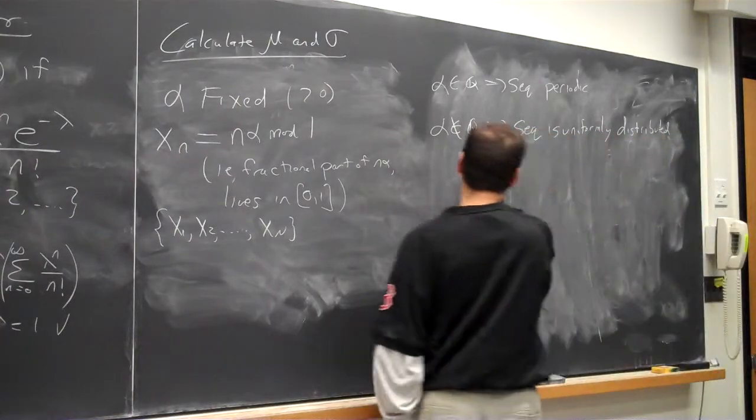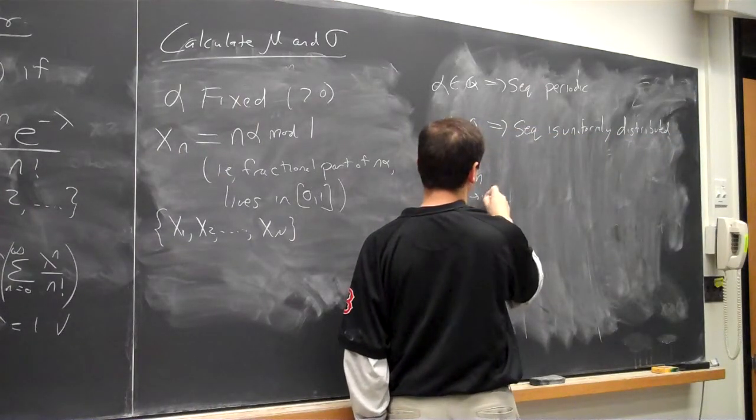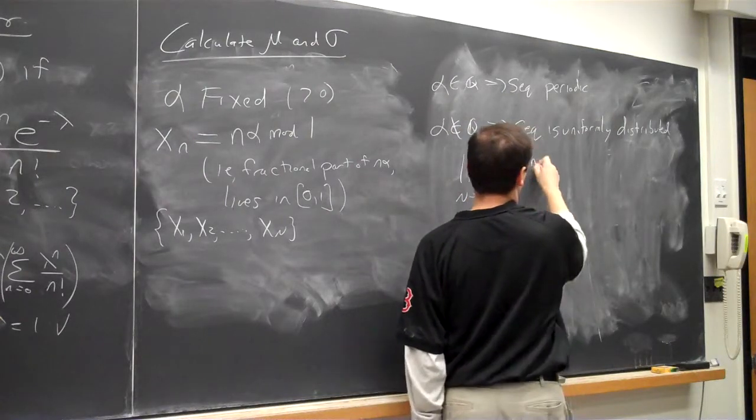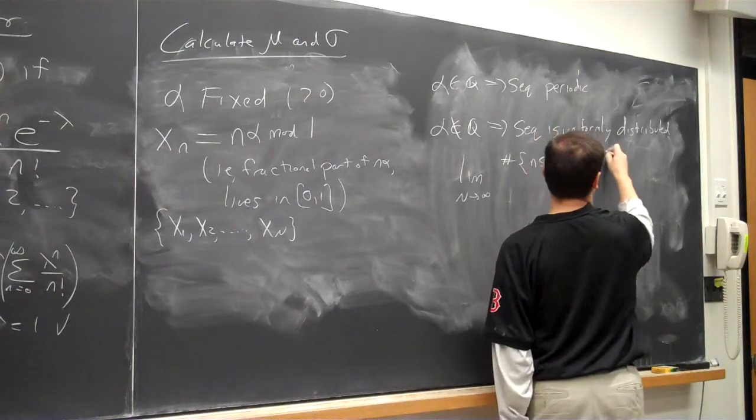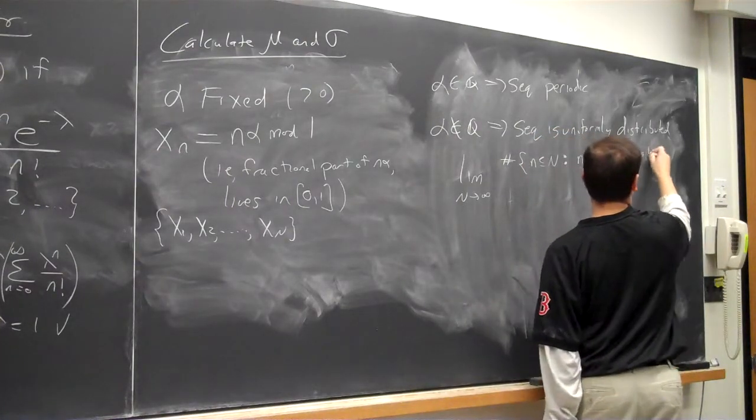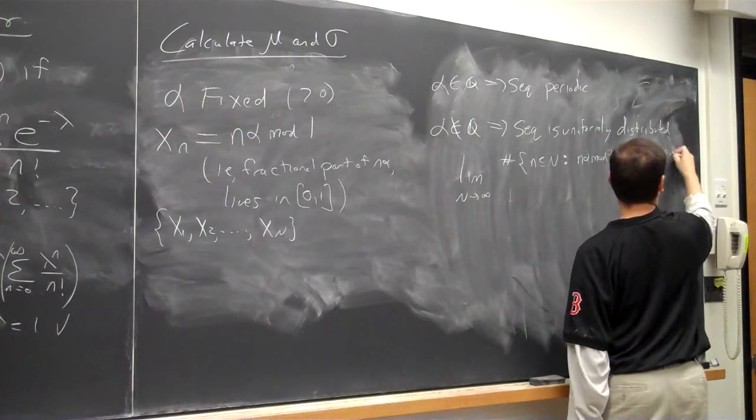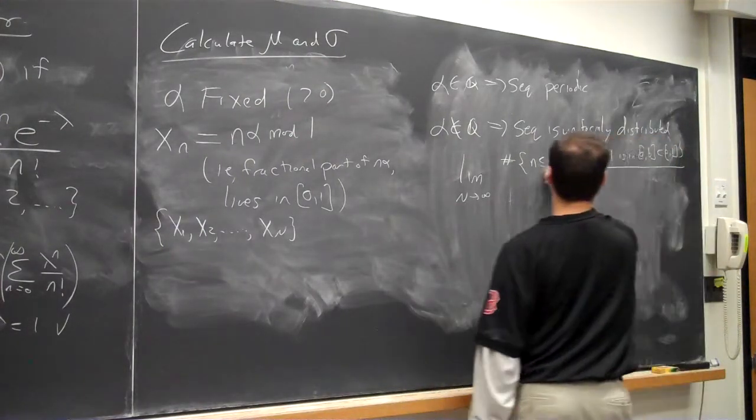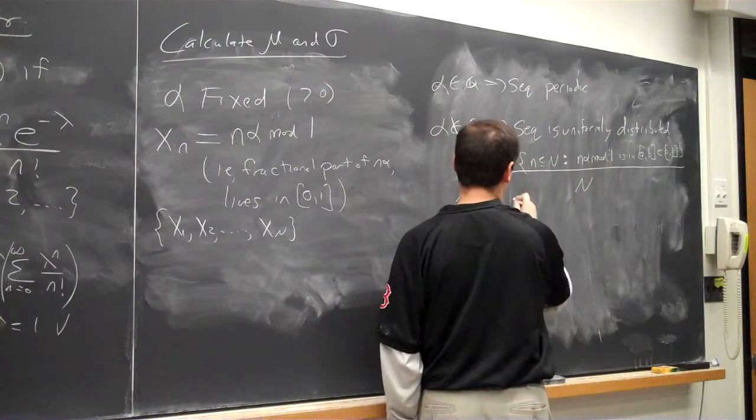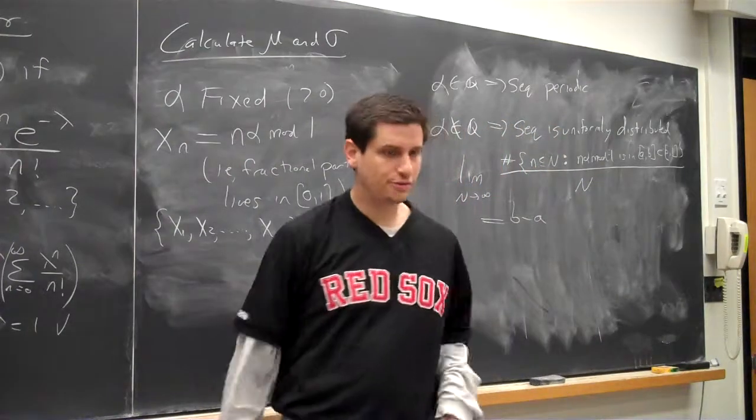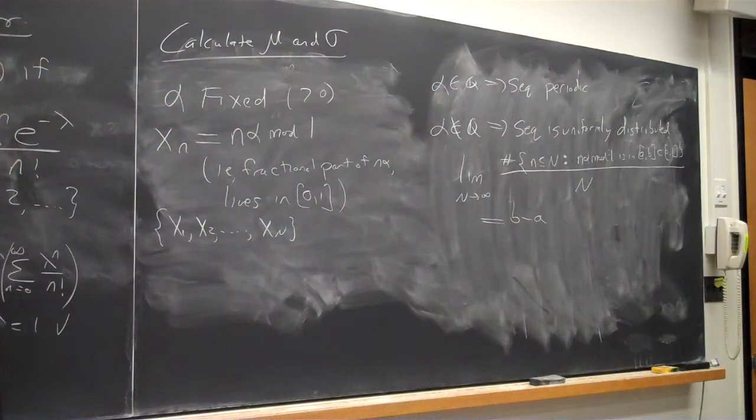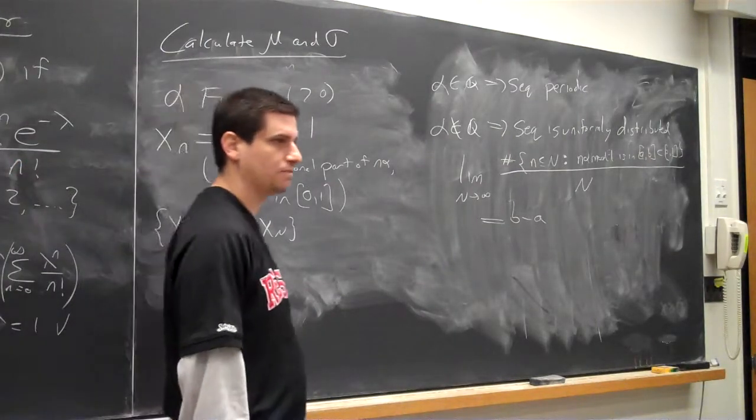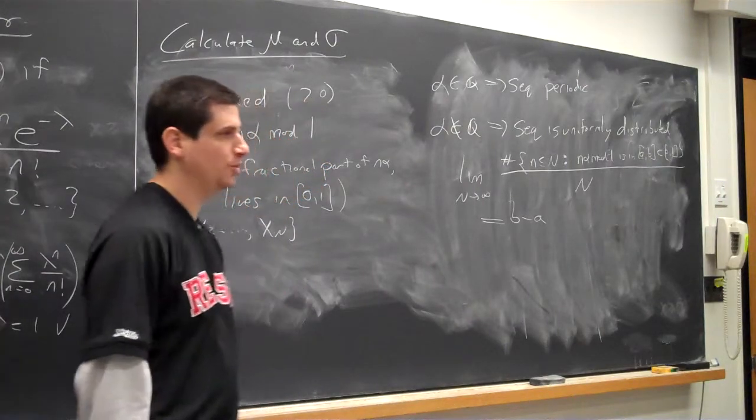What that means is if I look at the limit as n goes to infinity, the number of n less than or equal to N such that n alpha mod 1 is in (a, b), which is contained in (0, 1), and I divide this by N, I get b minus a. So the fraction of the time I spend in the interval (a, b) is just b minus a. Okay? So the sequence falls uniformly.